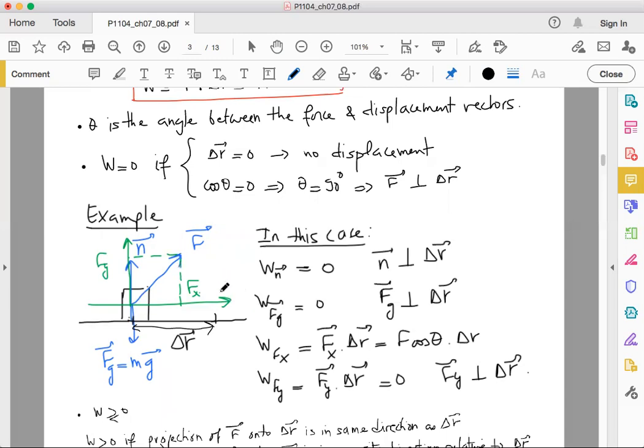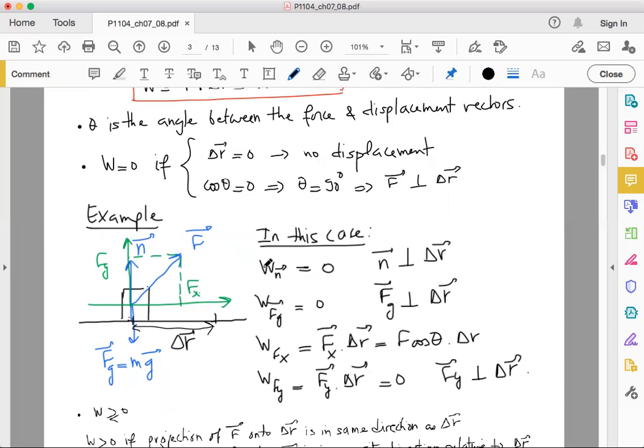Now, I've just divided the force F into two components. Here is the x-axis and here is the y-axis. And so the projection of F along the x-axis is Fx, and the projection of F along the y-axis is Fy.